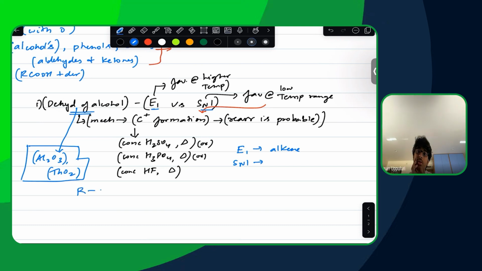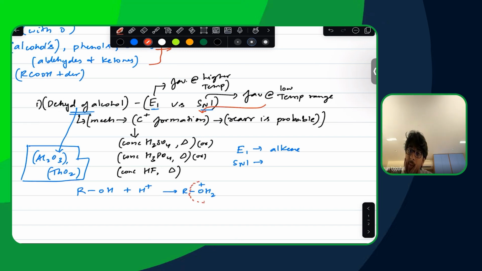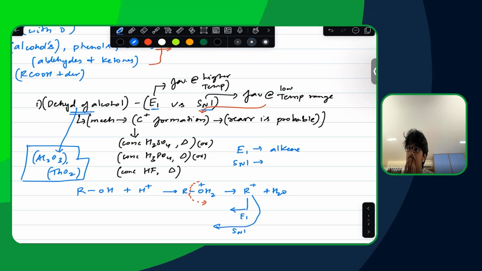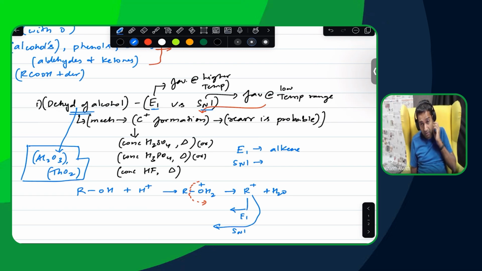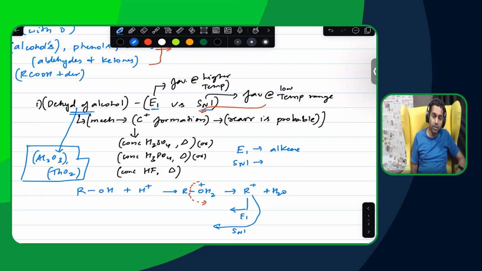I have ROH. Correct. So what is happening over there? H plus first will convert this into ROH2 plus. Then next step, what will happen? This guy will leave, R plus. So this will effectively result in the formation of R plus plus H2O. This R plus can now do E1, or this R plus can do SN1. Right? SN1 now, what will be the possibility there? Some nucleophile has to come and attack. This can be my alkyl halide. So what will be the nucleophile which will come and attack?